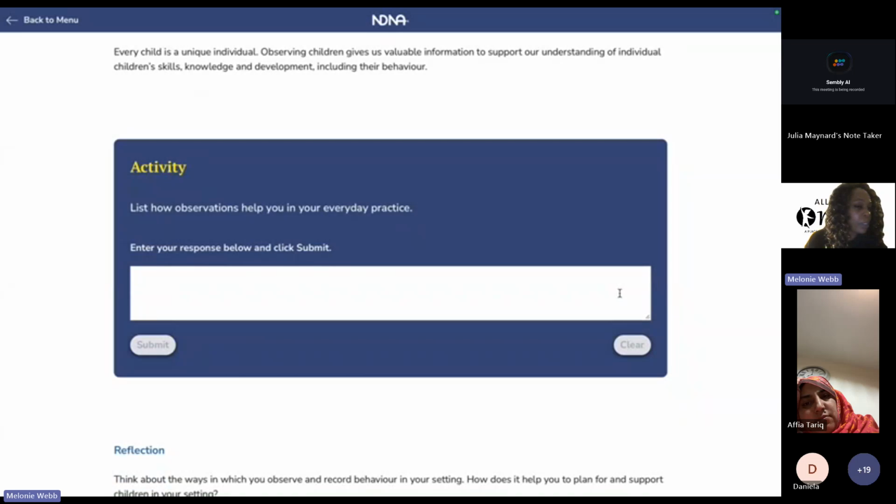Can you please just take a moment to jot down in the comments some ways that observations help you in your everyday practice? I'll give you 1 minute to do that.